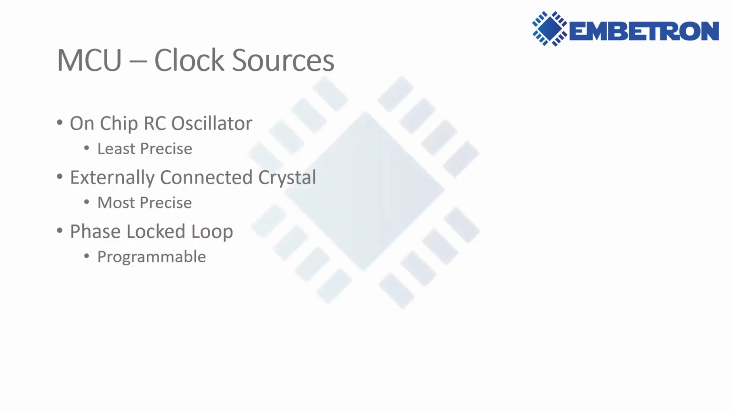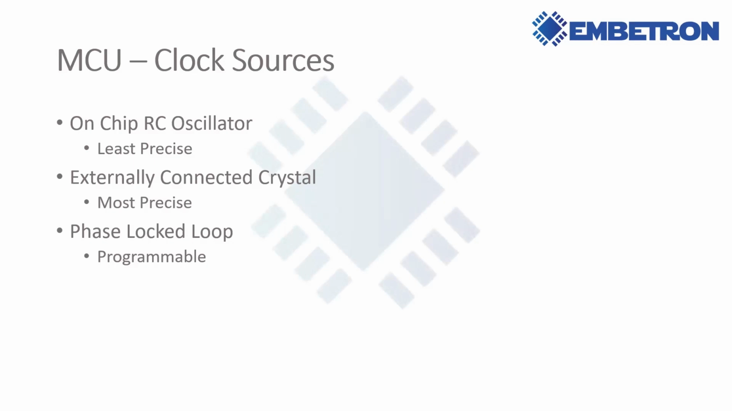Next, MCU clock sources. There are multiple clock sources that an MCU can have. One is the on-chip RC oscillator. Here RC means resistor and capacitor, which is the conventional way. Second is an externally connected crystal. The crystal can be connected externally, and that can act as a clock source. And finally, the phase lock loop.